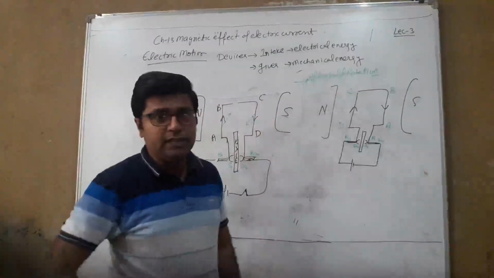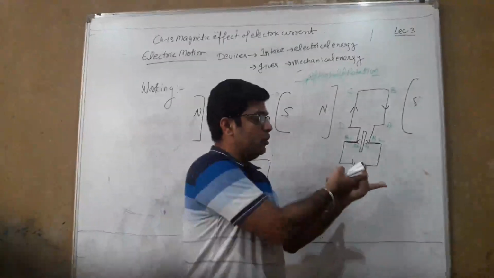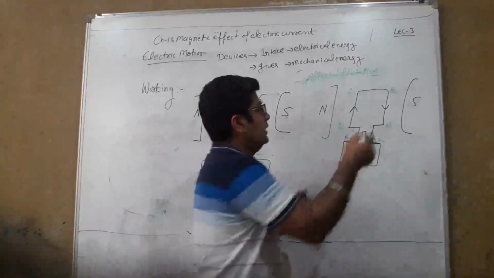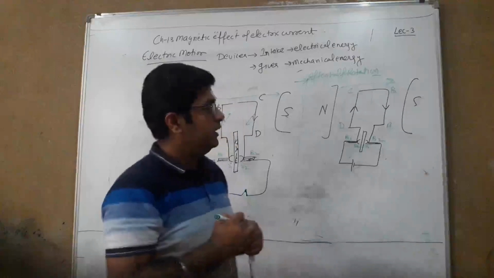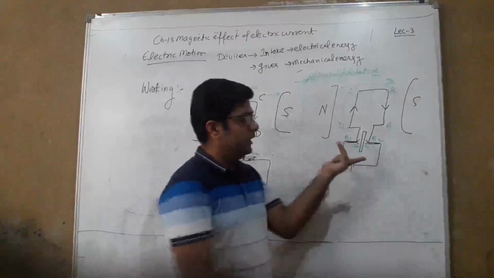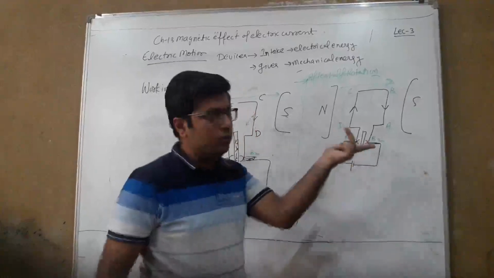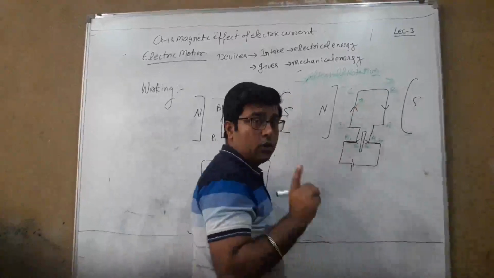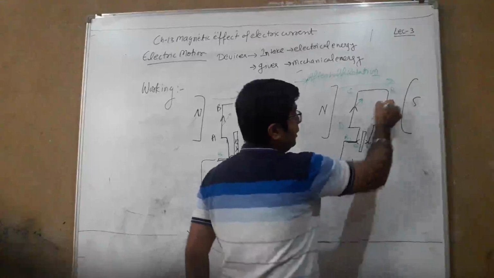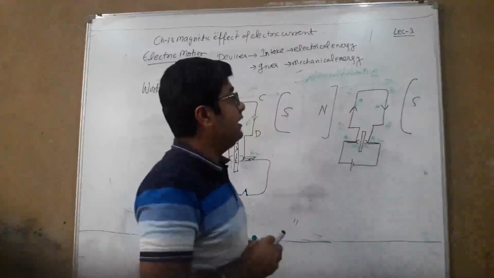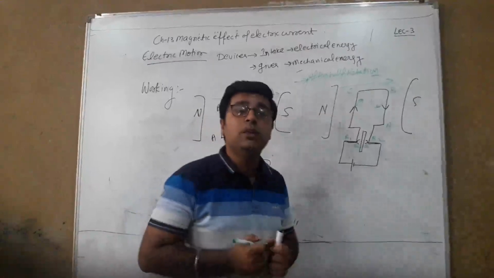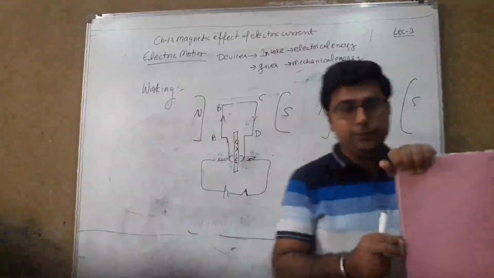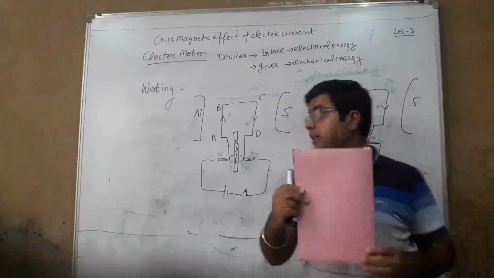Now again we are using the same rule, Fleming's left-hand rule. Direction of current upward, direction of magnetic field north to south. Direction of current, direction of magnetic field and direction of force. So CD moves inward this time, and AB moves outward this time. It means the direction will reverse.